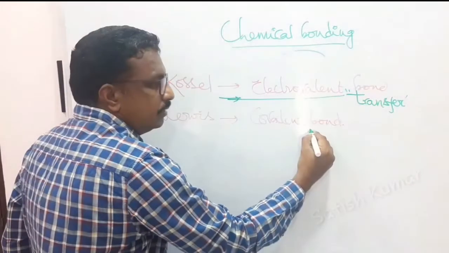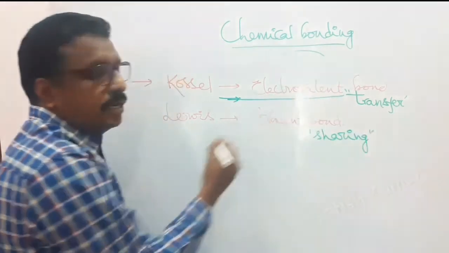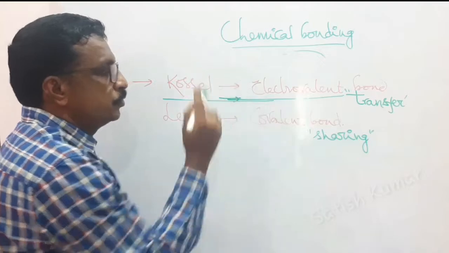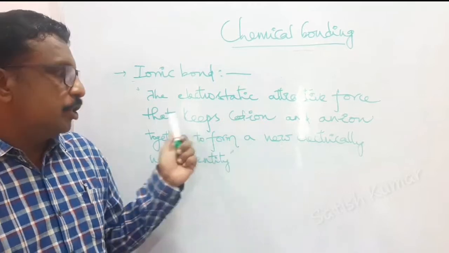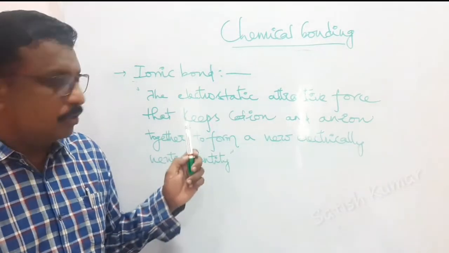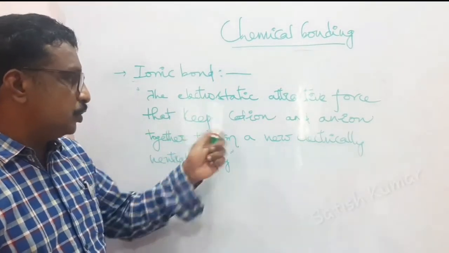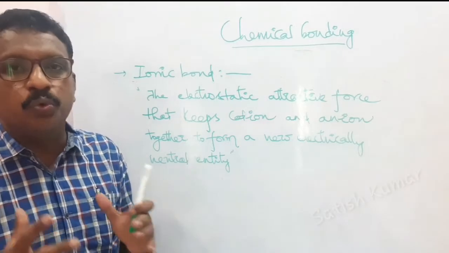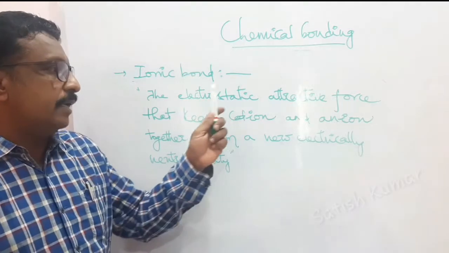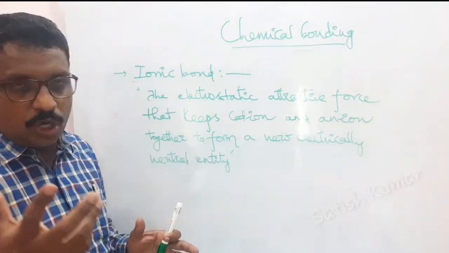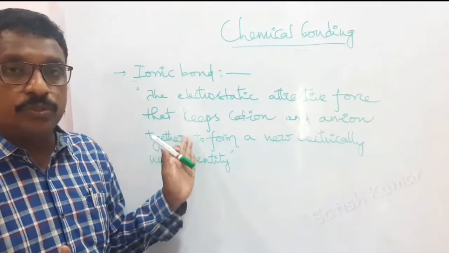And in covalent bond there will be sharing of electrons. Now I am going to explain to you what is ionic bond. The electrostatic attractive force between two ions, cation and anion. This force keeps these two ions together to form a new compound which is electrically neutral. అంటే anion cation కలిసి ఒక కొత్త compound ఏర్పడి, ఆ ఏర్పడ్డ compound electrically neutral గా ఉంటుంది. So this is ionic bond.